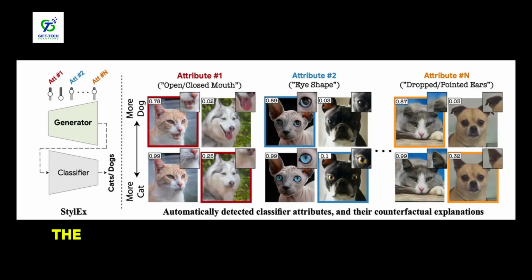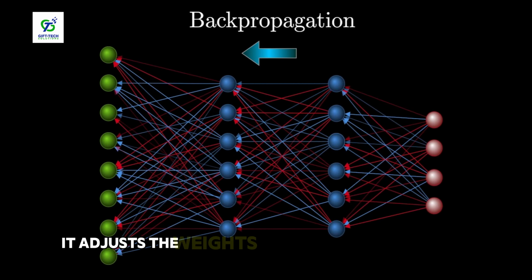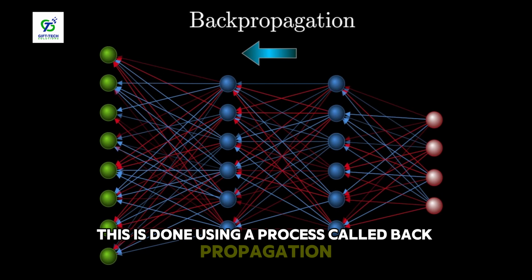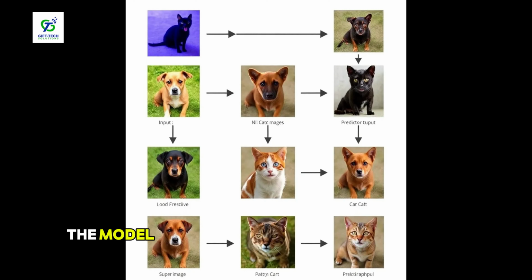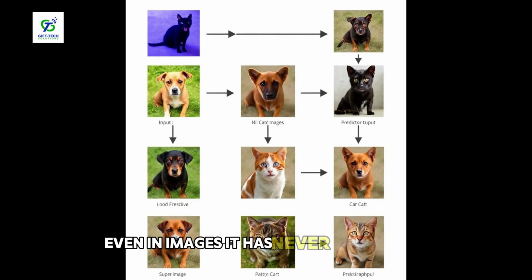During training, the model learns from labeled images of cats and dogs. It adjusts the weights and biases in the network based on the feedback it receives. This is done using a process called backpropagation. Over time, the model gets better at recognizing cats and dogs, even in images it has never seen before.